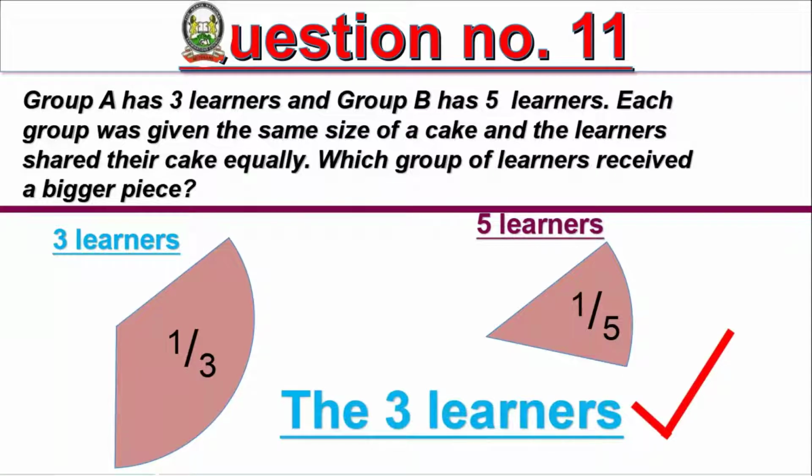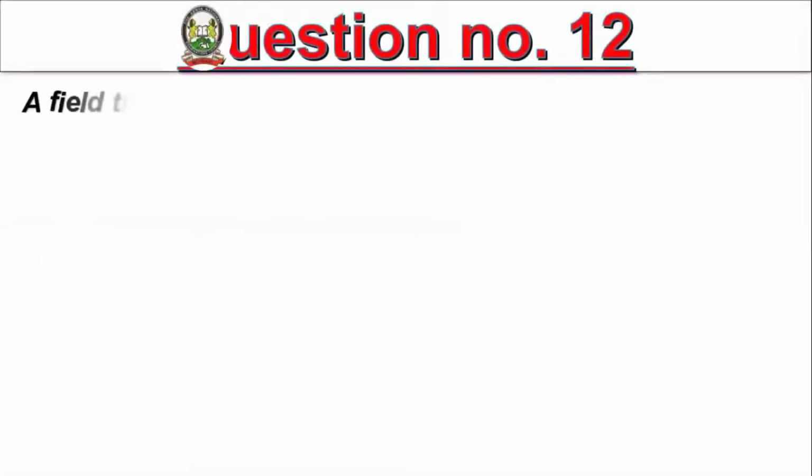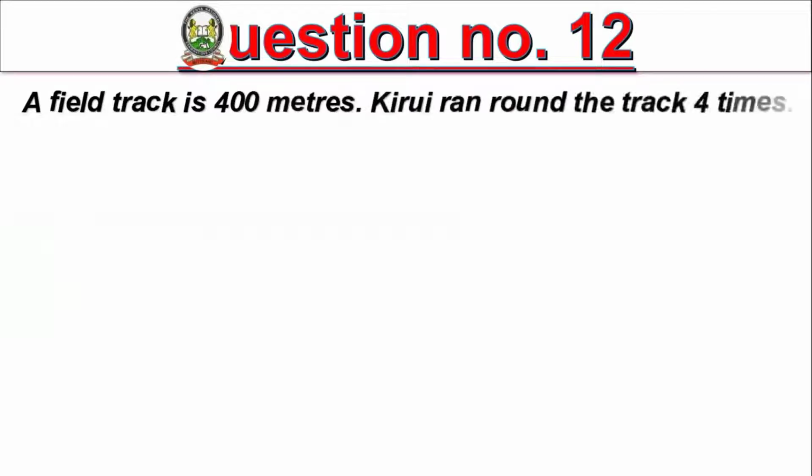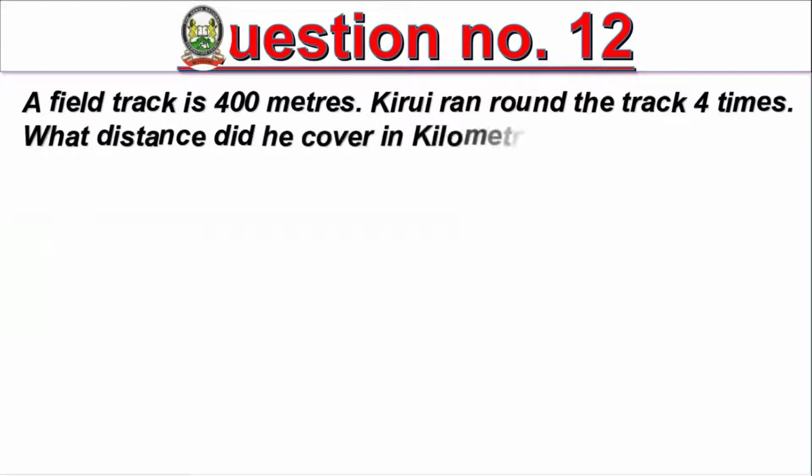Question number 12 says, a field track is 400 meters. Kirui ran around the track 4 times. What distance did he cover in kilometers and meters?